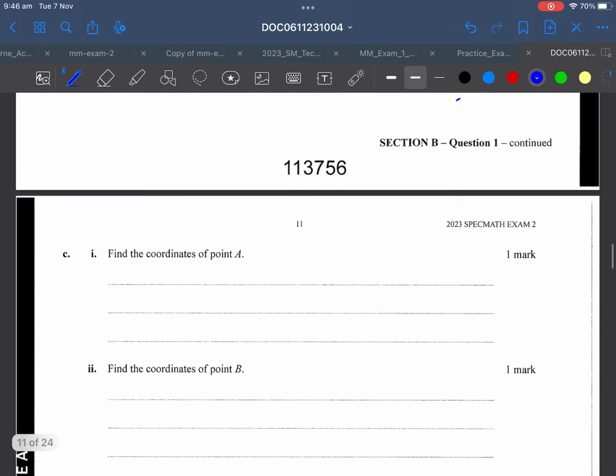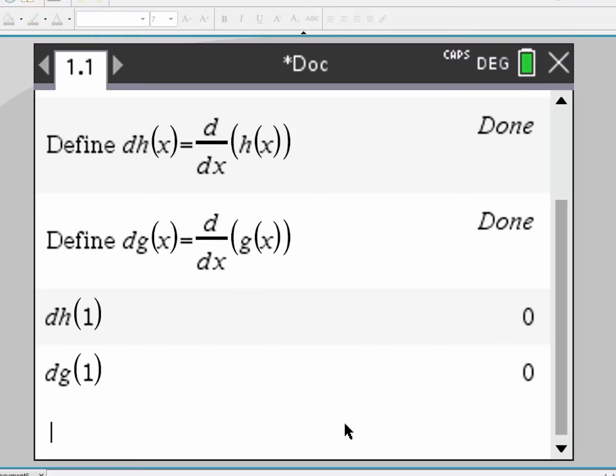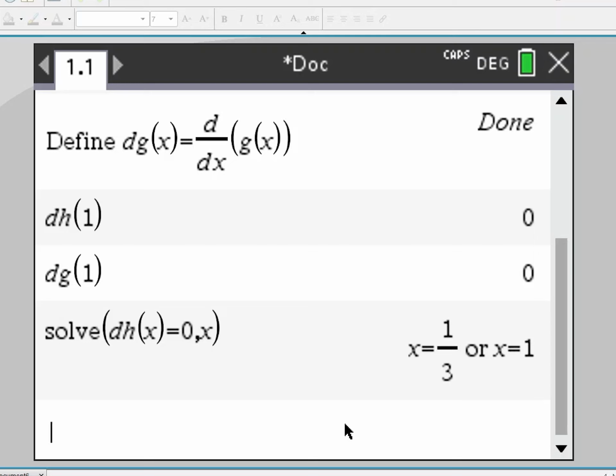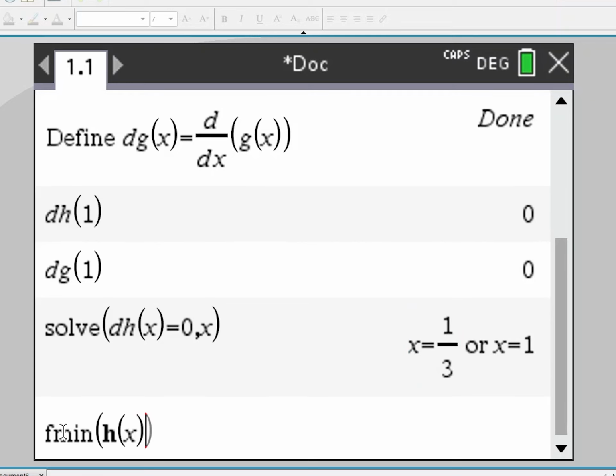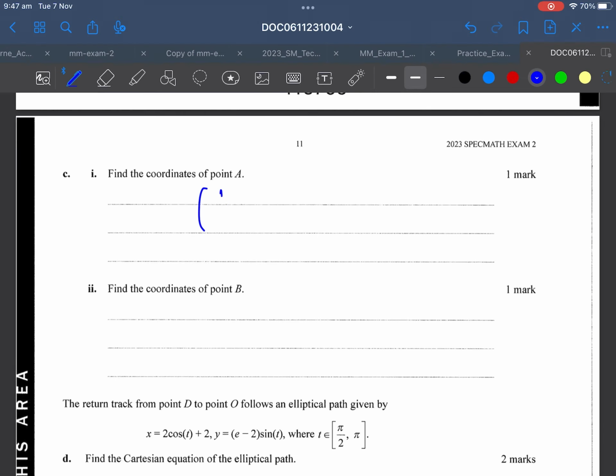Find the coordinates of point A. So point A is the minimum point, so the minimum point on the h(x) graph. So we can set dh(x) equals 0. So solve dh(x) equals 0 for x. Hold on, let me just use the fMin function to avoid any confusion. So h(x), x, what's our domain? I think it's 0 to 1, inclusive, okay, 0 to 1. There you go. So this is our minimum point, and now we can substitute that back in, giving us negative 4 on 27. So it would be (1/3, −4/27).